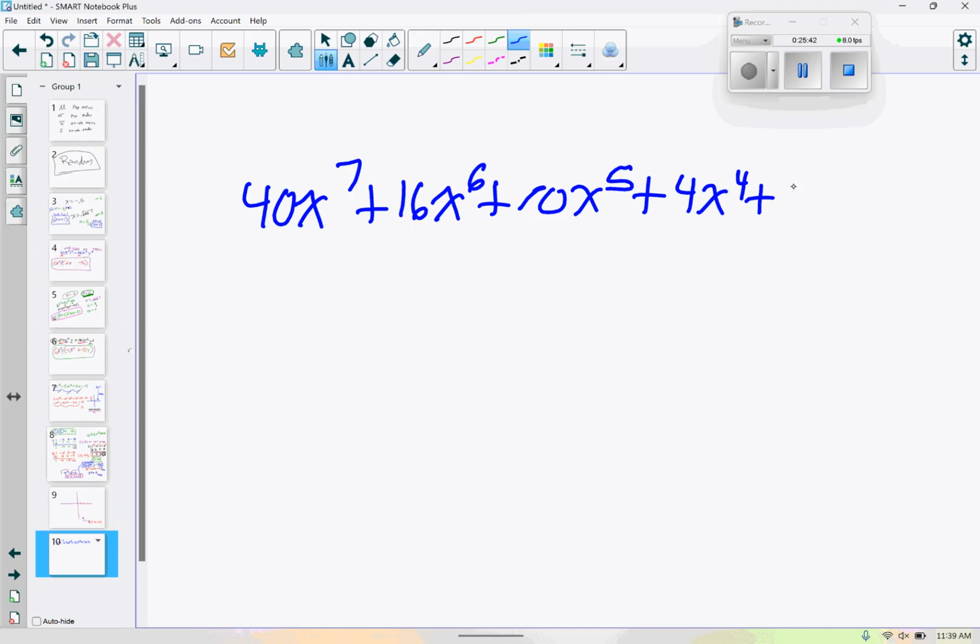This might not be the exact problem. I'm just arbitrarily making this up. Plus 60. So this has 7 solutions to it.